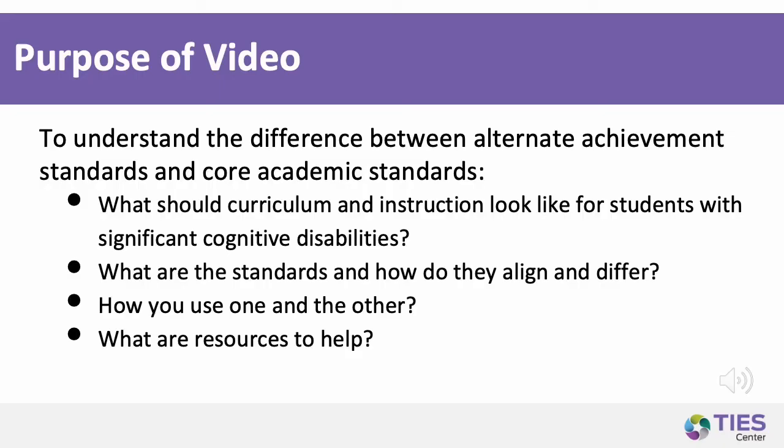Specifically, we'll discuss the difference between alternate achievement standards and core academic standards. We'll answer the questions, what should curriculum and instruction look like for students with significant cognitive disabilities? What are the standards and how do they align and differ? How might you use one standard over the other? And what are some resources to help?